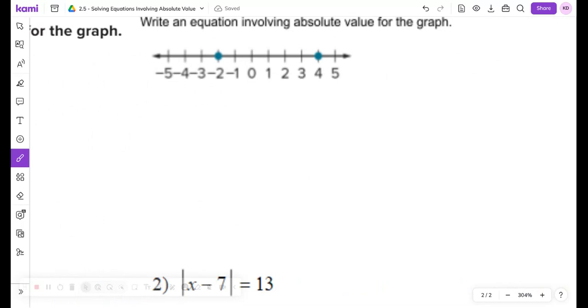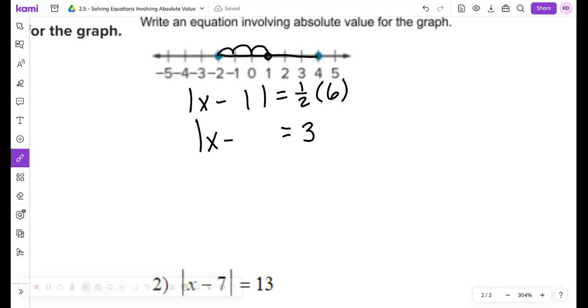Hopefully you've tried it at this point. I'm going to make my equation x minus something is equal to something else. So it's half my distance. So if I look here, my distance is 1, 2, 3, 4, 5, 6. Okay, well, half of 6 is 3. So if I look, 1, 2, 3, my center point is 1. So I have the absolute value of x minus 1 is equal to 3.